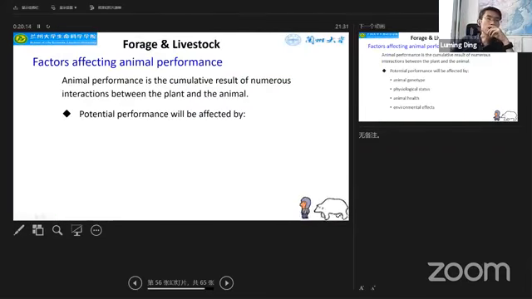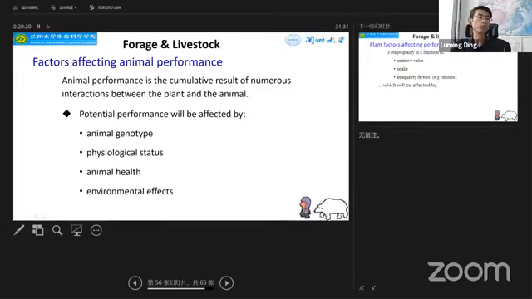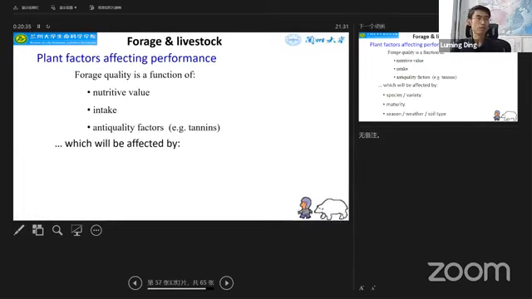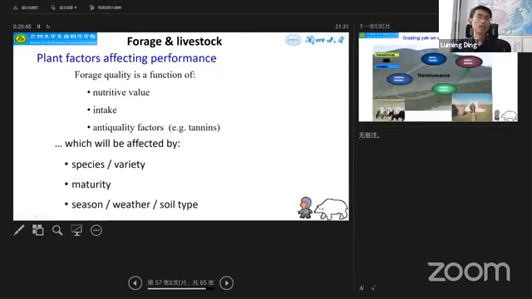So there are still some factors affecting animal performance. Animal performance is the cumulative result of numerous interactions between the plant and animal. Potential performance will be affected by animal genotype, physiological status, animal health, and environmental effects. Forage quality is a function of nutritive value, intake, and anti-quality factors such as tannins, which will be affected by species, variety of forage, maturity of forage, and season, weather, or soil type.